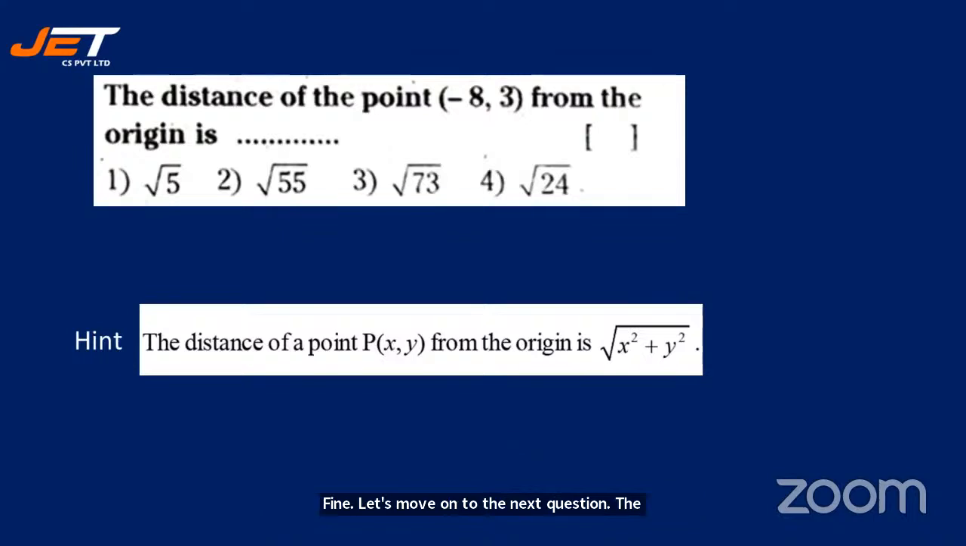The distance of the point minus 8, 3 from the origin is dash. So the distance of a point P of x, y from the origin is root of x square plus y square. So root of 8 square, minus 8 the whole square will become 8 square, 64, plus 3 square is 9. Now tell me the answer. Using the hint you could have found out, isn't it? Quickly give me your answer. This does not require time at all. Just have to do root of x square plus y square. Yes, it is option 3, root 73.